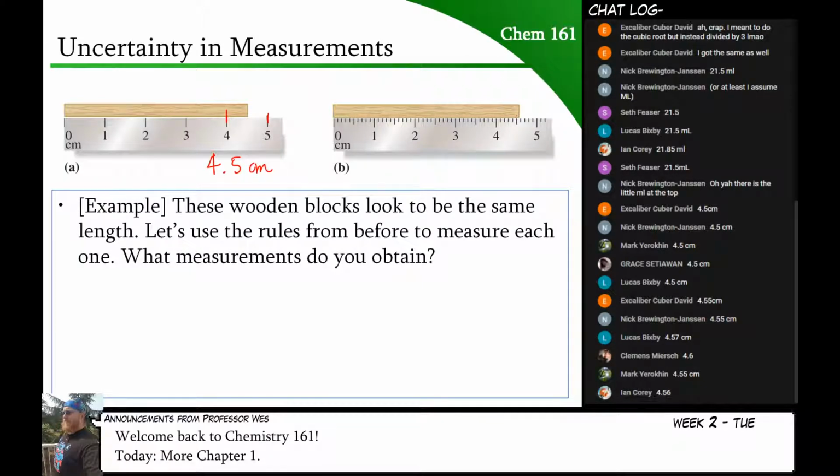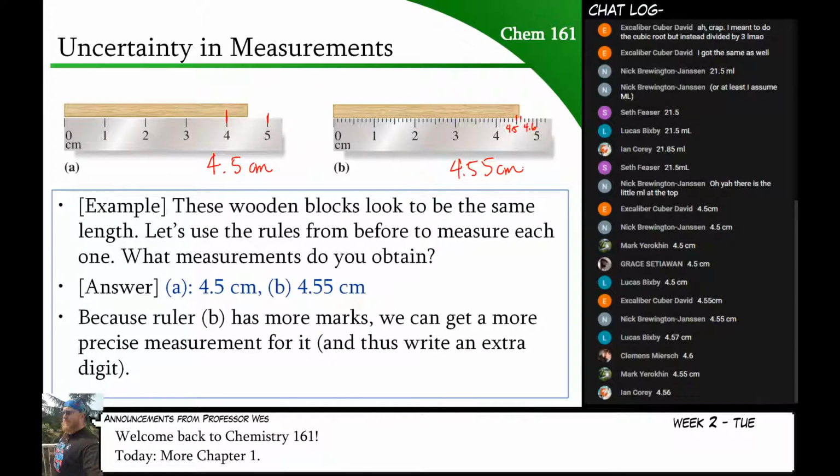But for ruler B, I have much finer marks here. And so this is 4.5, and this is 4.6. So I could write 4.5 because I know those for sure. And then I guess the next 1 digit, which would be that. So as you can see, getting more marks allows you to write with more precision on the tool that you're using.